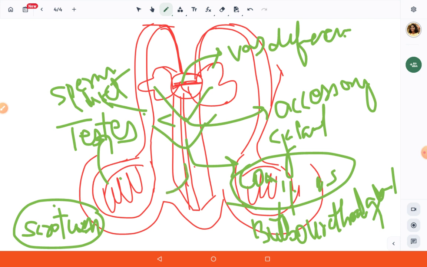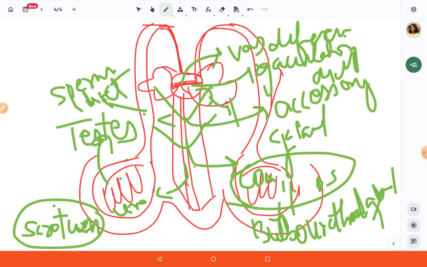Now this is your urogenital tract. There we have the ejaculatory duct, and the largest gland, the prostate gland, is also there. And this is your urethra, which is also called the urogenital tract, because both urine and sperm come through the urogenital tract only.